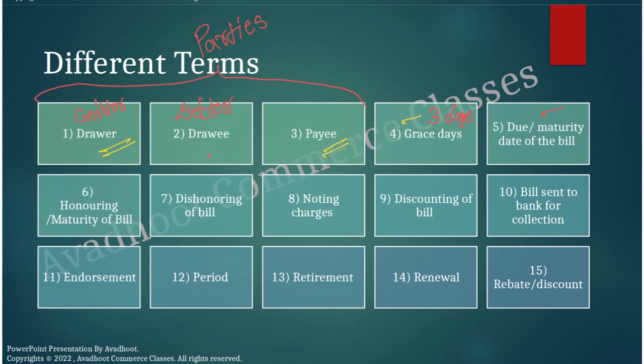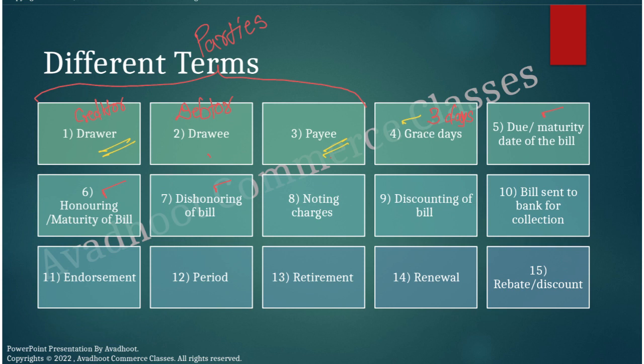What is honoring or maturity of a bill? When the bill is presented to the drawee on a due date and the drawee makes the payment, that is called he honored the bill. That is, the amount paid by the drawee to the last holder in due course is called honoring of a bill. Dishonoring of a bill is the opposite of honoring.